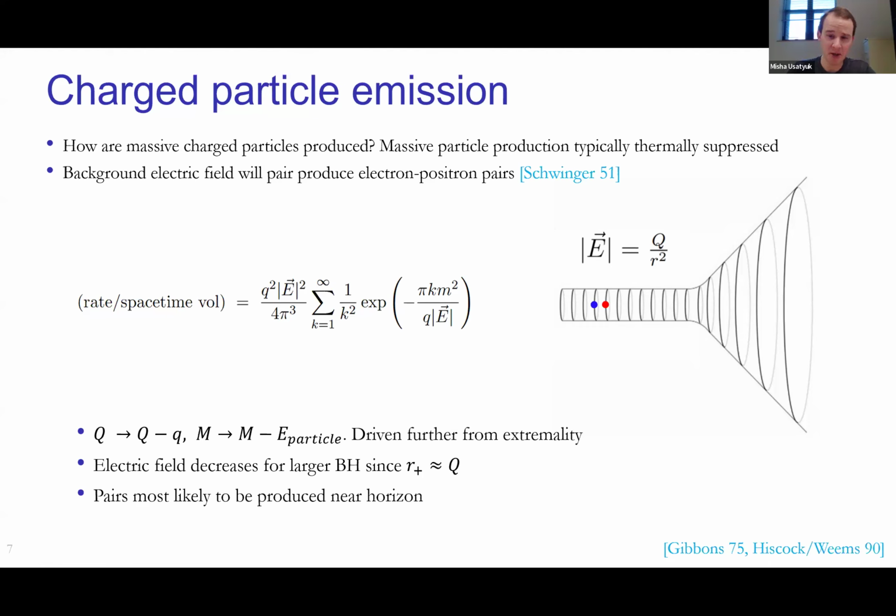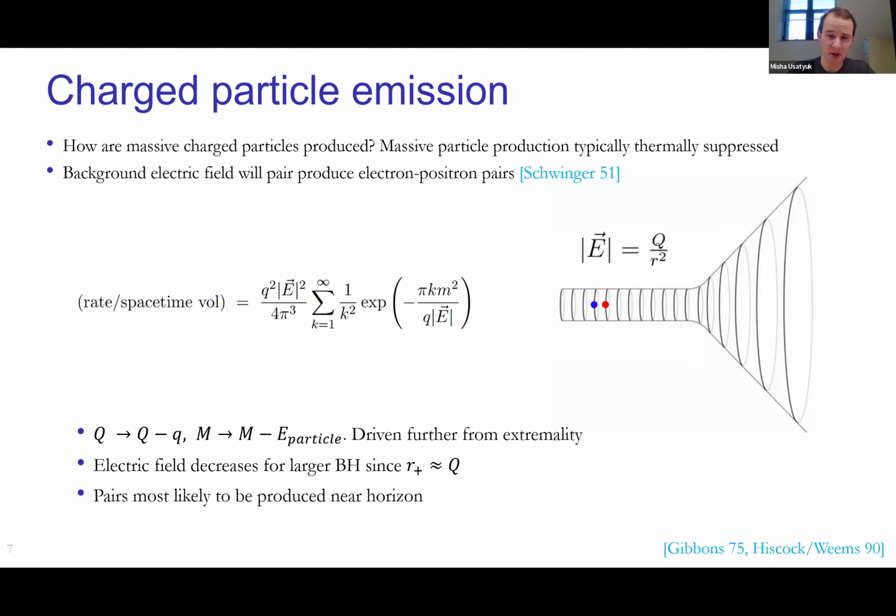If the magnitude of the electric field is given by the charge big Q divided by the radius squared, r squared, what can happen is that a positron, maybe the dot in red, and an electron, the dot in blue, are pair produced from the vacuum in the electric field of the black hole. And then the positron might be accelerated out to infinity by the background electric field, while the electron is accelerated towards the black hole horizon and swallowed back up.